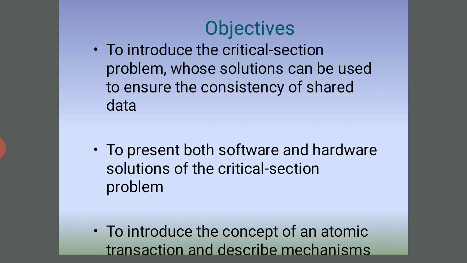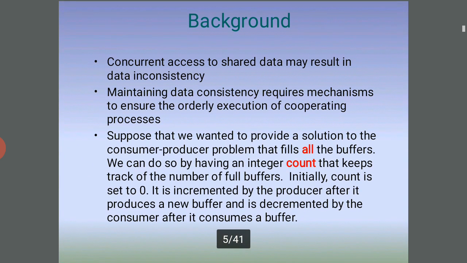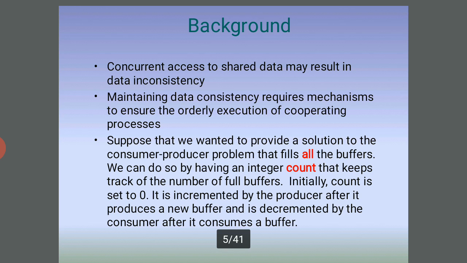Both are important to the user. The system software is used to run the system, the application software is used by the users, and the hardware and software are different types installed and used for personal and office purposes. To introduce the concept of the atomic transaction and describe the mechanism. Next one is the background.